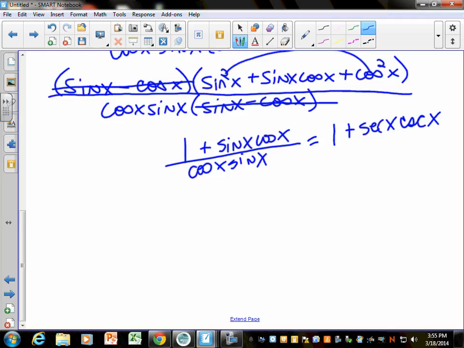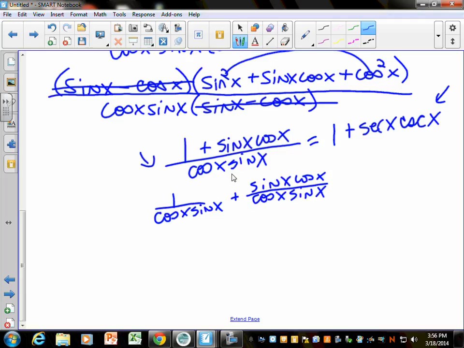Here I have a fraction on this side. Here I don't have a fraction on this side. Mason asked me yesterday if you could switch and work with the other side and make it match that. You can, but you can also undo this denominator. This is addition, which means you could break it apart as two fractions. You could say this is 1 over cosine x sine x plus sine x cosine x over cosine x sine x. Right? Common denominator, you just break it apart with the plus sign.